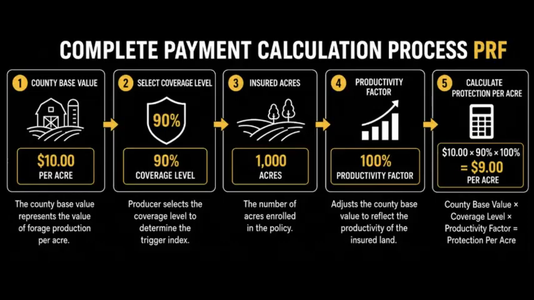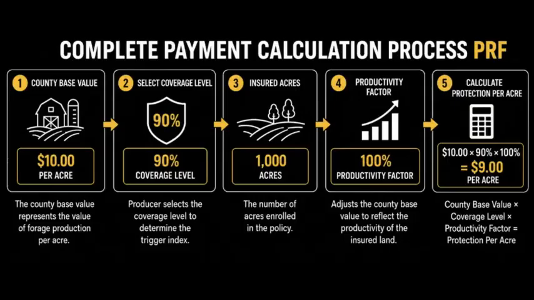Step 3 is determining the number of insured acres. In this example, the producer is insuring 1,000 acres. Step 4 is selecting the productivity factor. For this example, we will use a productivity factor of 100%, meaning no adjustment is being made to the county base value. With those numbers established, we can move on to Step 5 and calculate protection per acre.